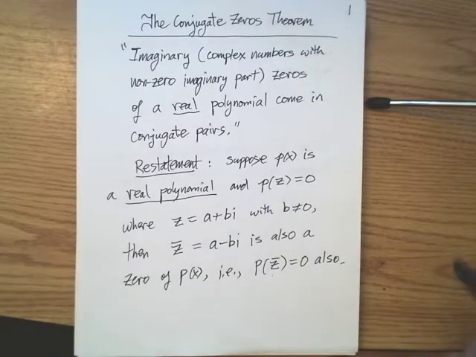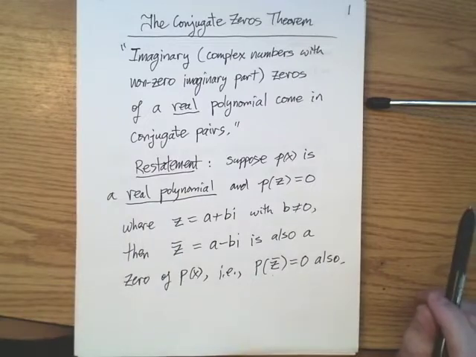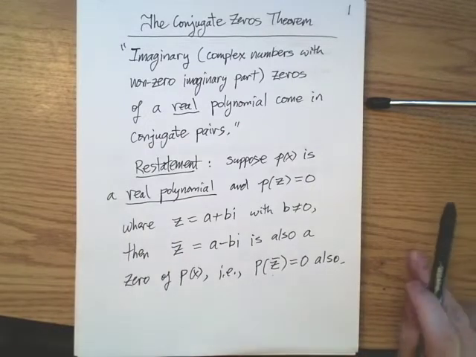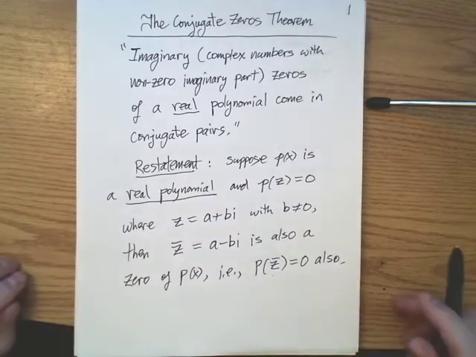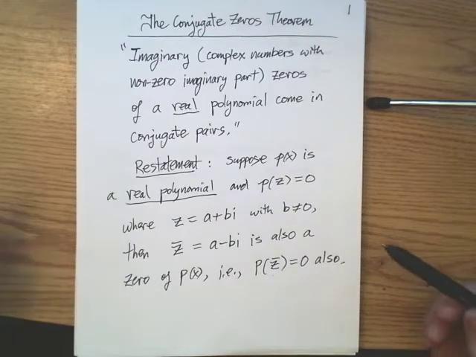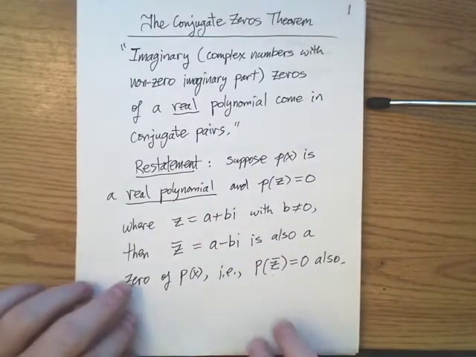Okay, and let's double check we remember what a real polynomial is. A real polynomial is a polynomial with what? Real coefficients, right? Real coefficients. You need that in the statement of the theorem, otherwise it would not be true. And I'll show you an example of that in a little bit here. Okay, so imaginary zeros of a real polynomial come in conjugate pairs.